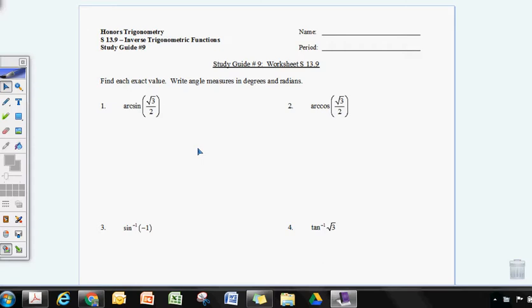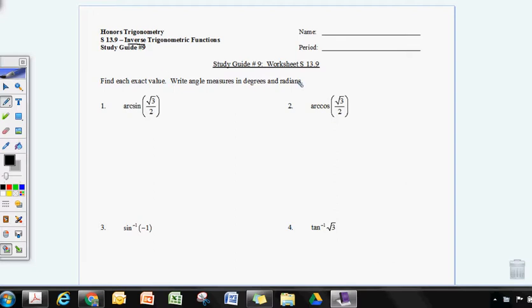This is a worked out answer key to Study Guide 9, since I know I gave you the notes live, but you won't have an opportunity to ask me questions live. So we're going to go through and work on this rather quickly. For Study Guide 9, this is when we introduced inverse trig functions.